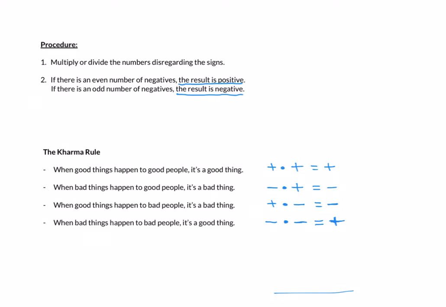If you want to go with more traditional examples, when murderers go to jail, murderers are bad people. Going to jail is considered a bad thing. Well, when they go to jail, it's a good thing. All right, so let's go ahead and dive into some examples and see what we do.